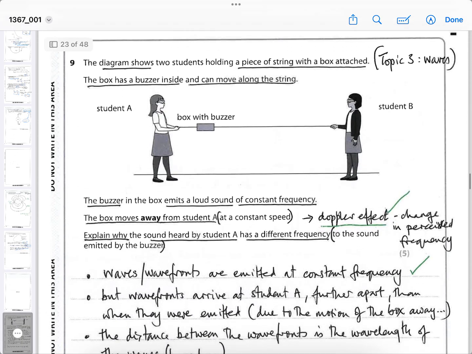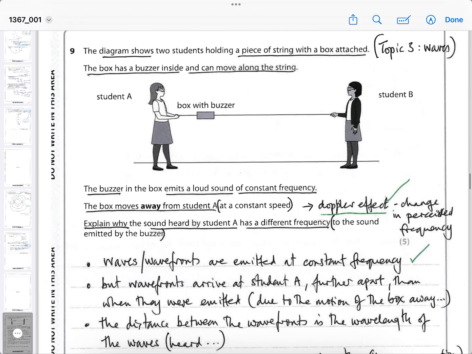The next question is on topic 3, waves, and it's a way of putting your answers in a clear fashion, in a logical, coherent way. The diagram shows 2 students holding a piece of a string with a box attached. The box has a buzzer inside.